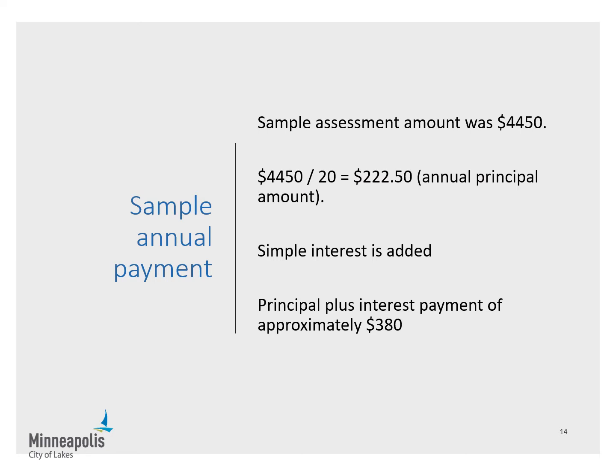Let's go back to the assessment calculation we saw in an earlier slide. The sample assessment amount was $4,450 in total. Divided up over 20 years, this would result in an annual principal payment of $222.50. Adding in simple interest, using the example rates from 2022, would bring the annual payment to approximately $380.